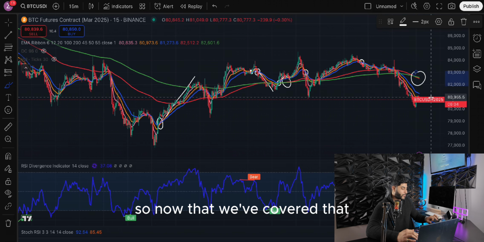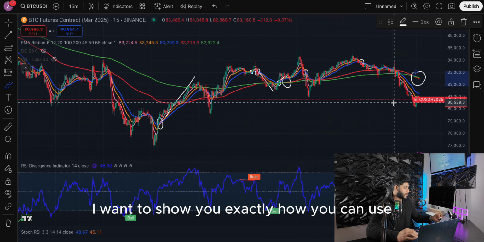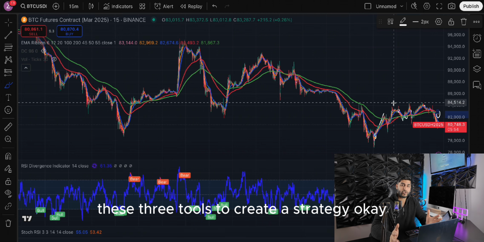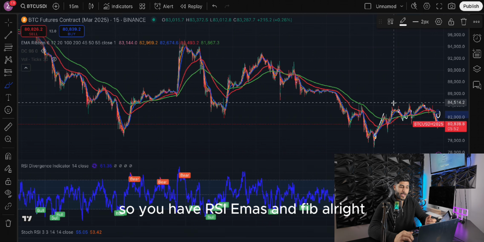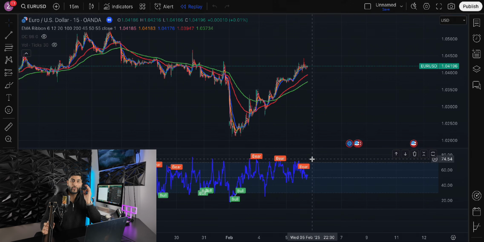Okay, so now that we've covered that, I want to show you exactly how you can use these 3 tools to create a strategy. Okay, so you have RSI, EMAs, and Fib. All right, so now I'm going to be showing you 3 different examples of how we can use these 3 tools with confluence in Forex, stocks, and crypto. Okay, so let's start with the Forex example here.